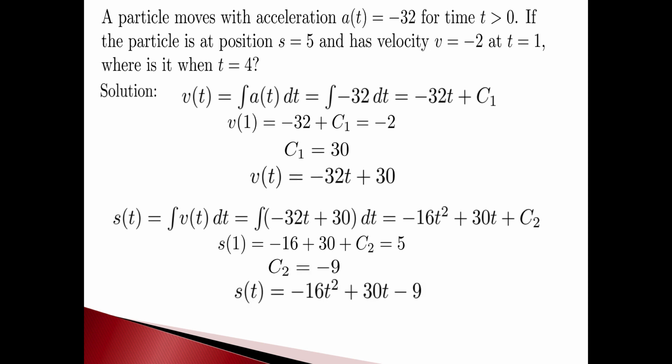So finally, it tells me my position function should be negative 16t squared plus 30t plus my constant, which was negative 9. And finally, now we've reconstructed the velocity, we've reconstructed the position, and the thing that the question was asking for all along was, where's the particle when t is 4? In other words, what's the position when t is equal to 4? That would be s of 4, so I plug 4 into the position equation, and when you do the arithmetic and simplify all that, you get negative 145 feet.